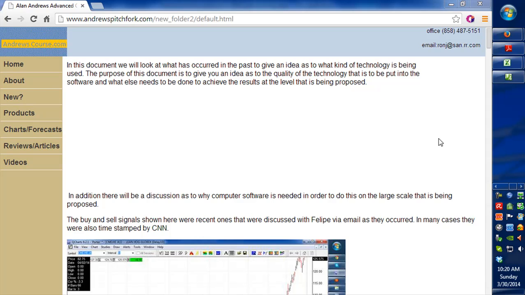In this particular presentation, we're going to take a look at what occurred in the past. This is to give you an idea as to what kind of technology is being used in the software, and to get an idea of the quality of that technology, but also to show you what else is needed in the software in order to get the results on the scale that we're looking at. We'll have a discussion later on as to why the computer software is actually needed to do this on the large scale that is being proposed.